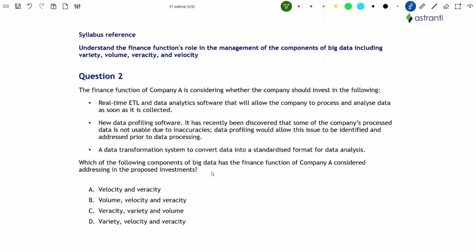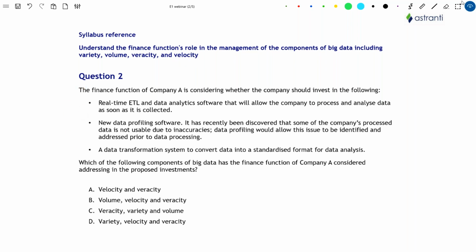Okay, so for question 2, we've got a multiple choice question, and we're going to be looking at the finance function's role in the management of components of big data, including variety, volume, veracity, and velocity. And you can see with this question, we've got a bit of a scenario here, but you shouldn't fall into the trap of reading this first.